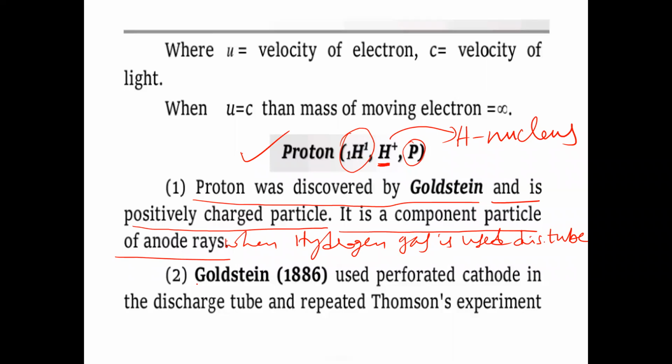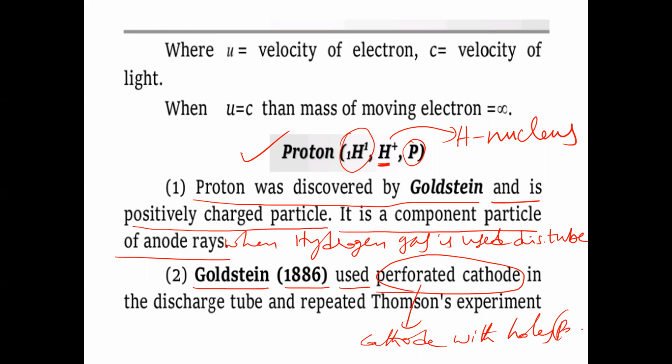Next, Goldstein in 1886 used a perforated cathode in the discharge tube and repeated Thomson's experiment. Perforated means with holes, small holes. Holes means pores, P-O-R-E-S. So the cathode plate is taken with small pores.